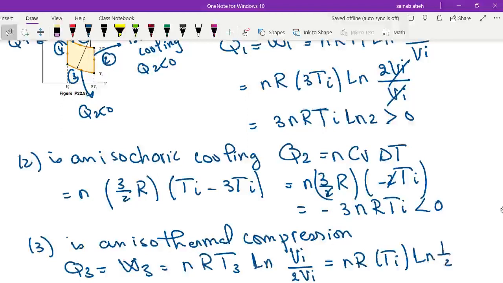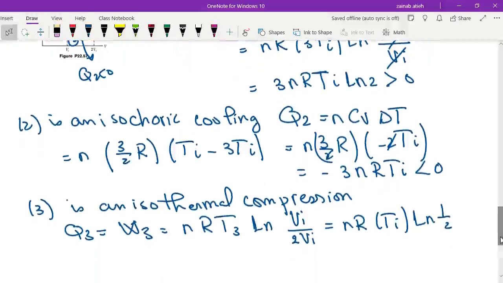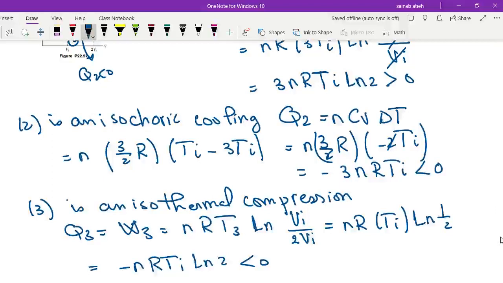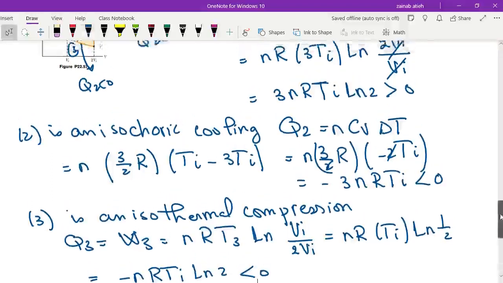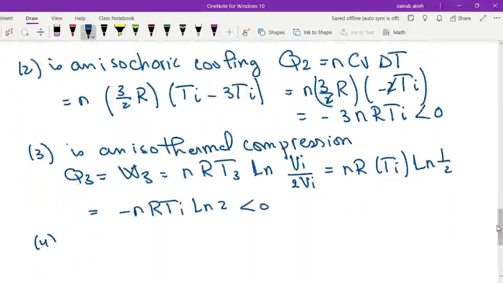You all know that ln 1 over 2 is negative, because ln of anything less than 1 is negative, ln half is negative. So it can be written like minus nRTi ln 2. When we flip the 1 over half, a minus sign will appear outside. So it will come out like this. And this one is negative, as we did expect. The fourth one is an isochoric heating.